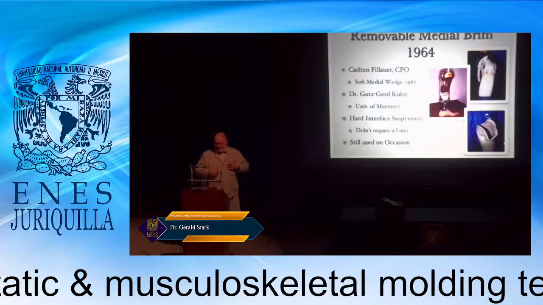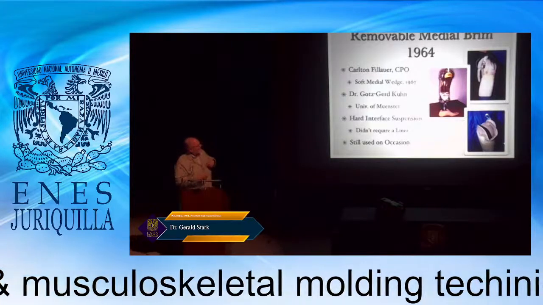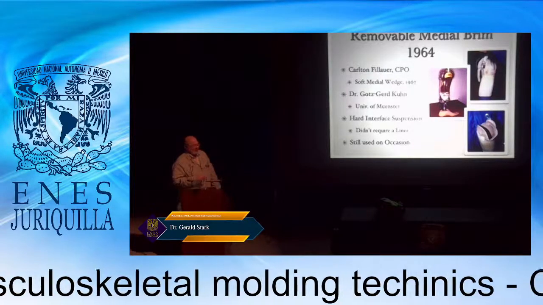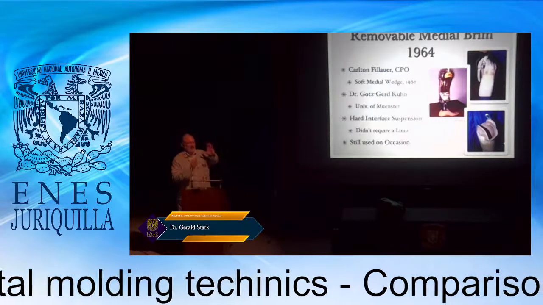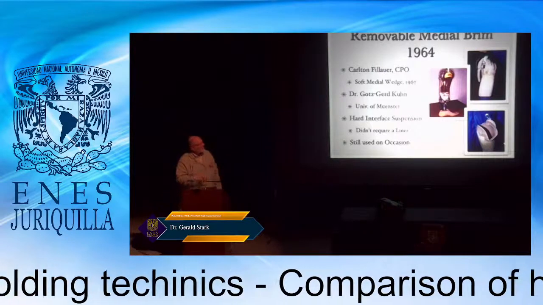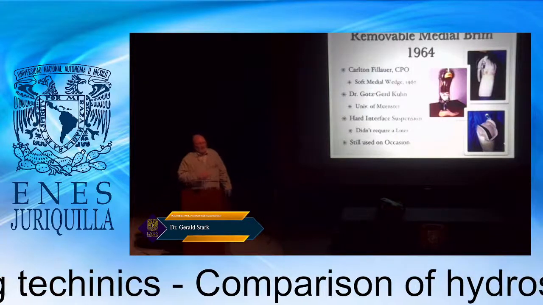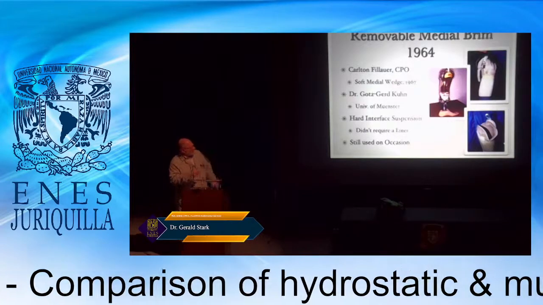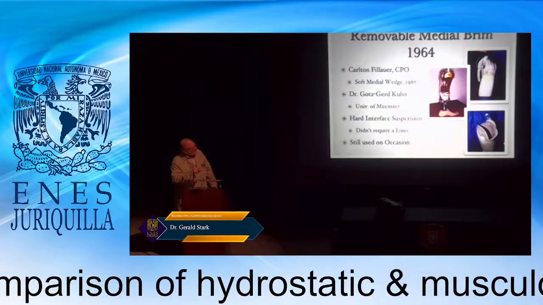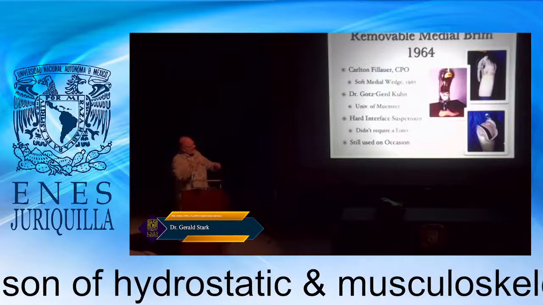My mentor in Chattanooga, Carlton Philauer, used a thing called a medial brim, and a medial brim can still be used if a patient has a prominent medial condyle and it's difficult for them to use a liner. You can use this medial brim, which looks like a half moon cookie that you put in the top, and you actually bind this in.